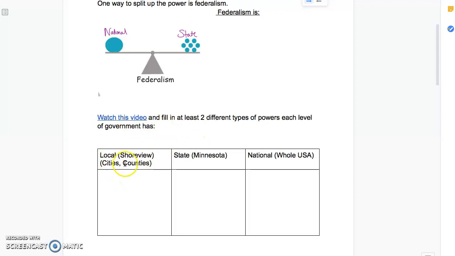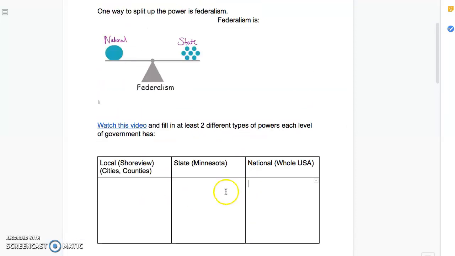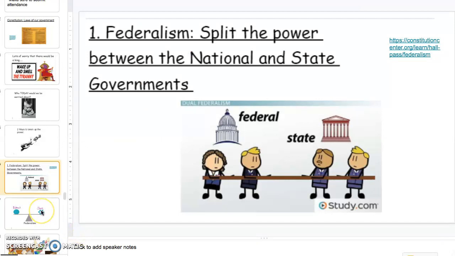We have local power like cities and counties, so think Shoreview, state power like Minnesota, and then the national power, the whole USA. Watch the video and you need to list at least two different types of power that each level has and put it into the box there. Okay, so go ahead and pause my video, watch this video, and fill in those boxes. All right, I'm going to assume you're coming back.